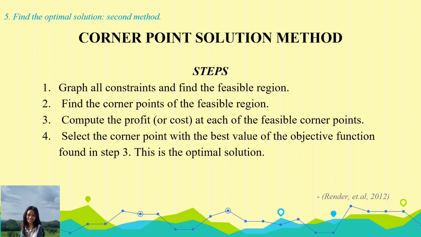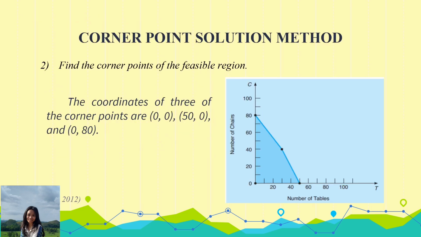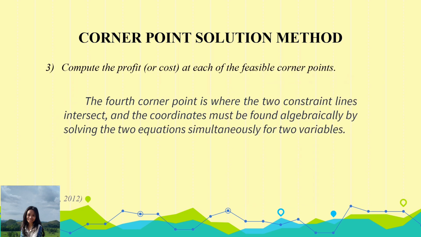Since we have already identified the feasible region, we can now go to the next step, which is to find the corner points of the feasible region. For the Flair Furniture example, the coordinates of 3 corner points are obvious from observing the graph. These are point (0, 0), point (50, 0), and point (0, 80). Next, we need to compute the profit or cost at each of the feasible corner points.